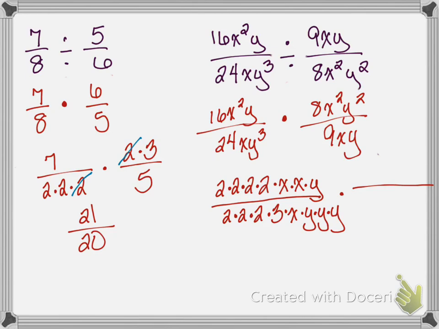X is 2 times 2 times 2. Then I have x times x and y times y. 9 is 3 times 3, and then I have x times y. If it's in the numerator and it's in the denominator, I can cancel it. So I have 2 and 2, 2 and 2. I've got another 2 here. I don't have any more 2's in the denominator.